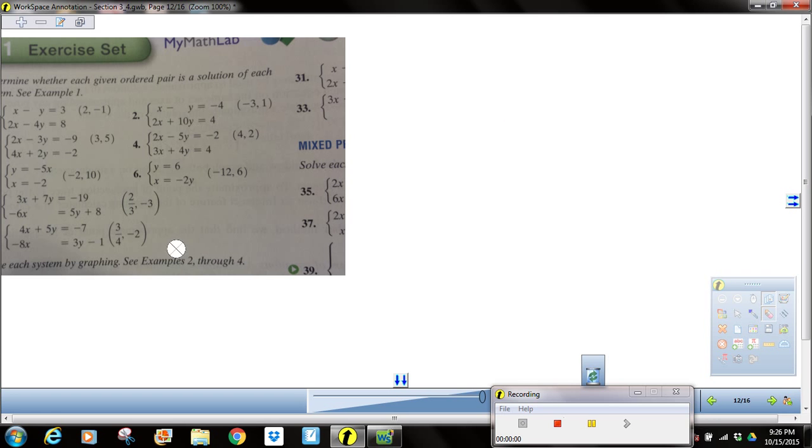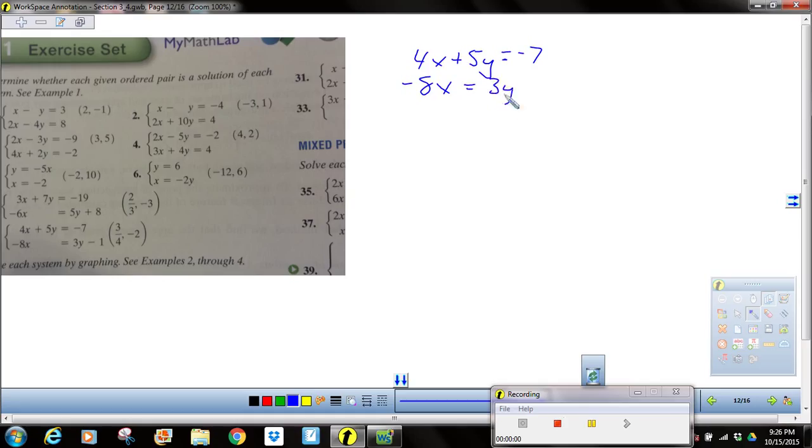I believe this one over here is number 8, so I'll try to write it down. 4x plus 5y equals -7. Oh, fun, it's going to have a fraction. -8x is equal to 3y minus 1.